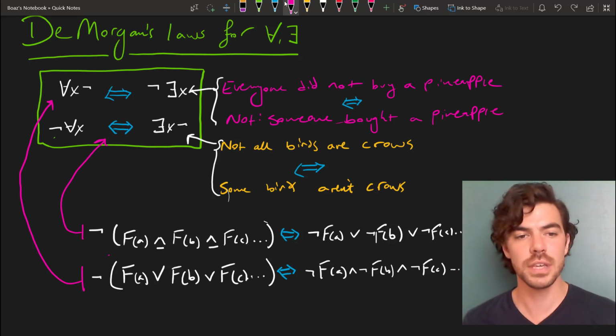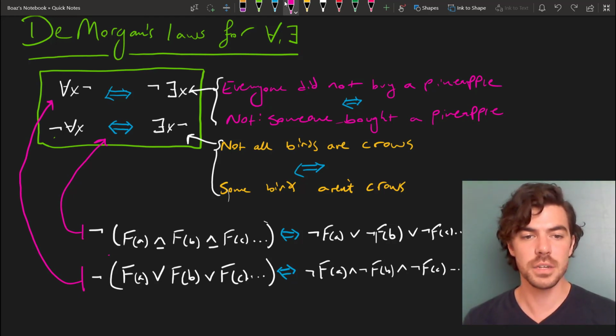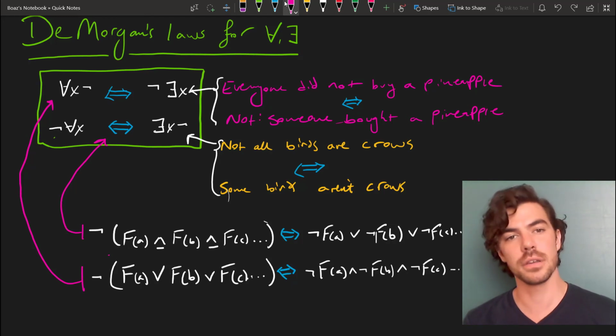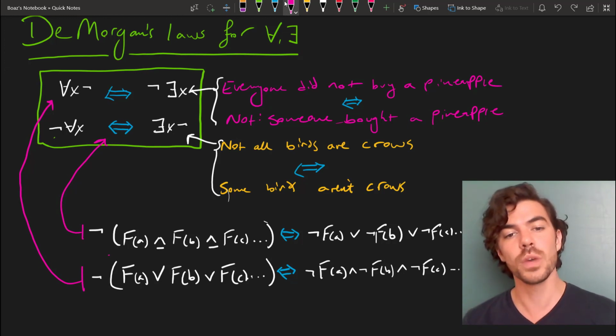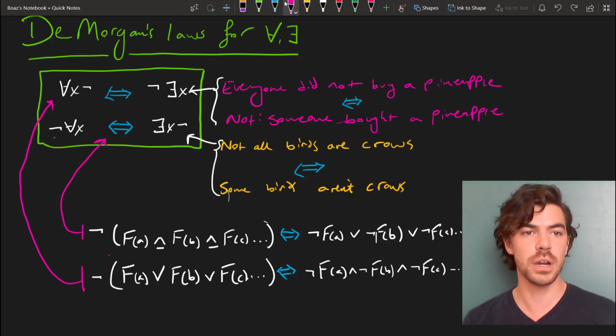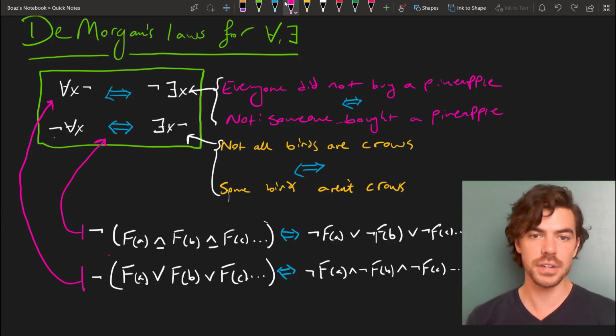So we can see then that by the De Morgan's laws, plus reading our universal and existential quantifiers as equivalent with conjunctive and disjunctive strings, we can get these De Morgan equivalences whereby sentences like everyone did not buy a pineapple is equivalent with not someone, or no one, bought a pineapple, and not all birds are crows is equivalent with some birds aren't crows. And these are our De Morgan's laws for our quantifiers, and that's where we're going to end.